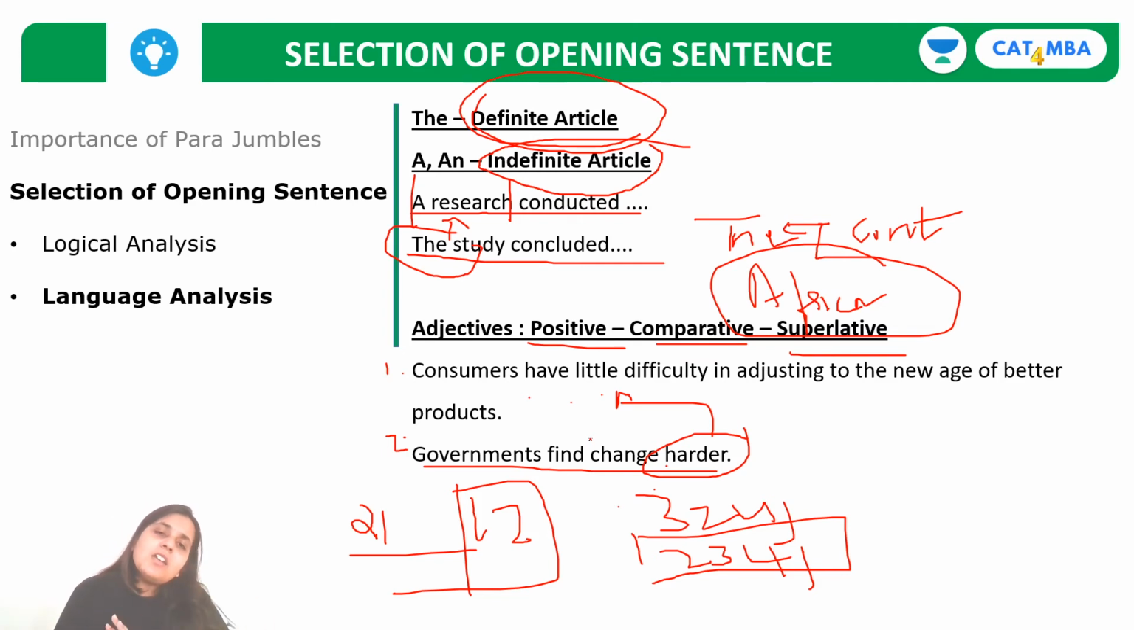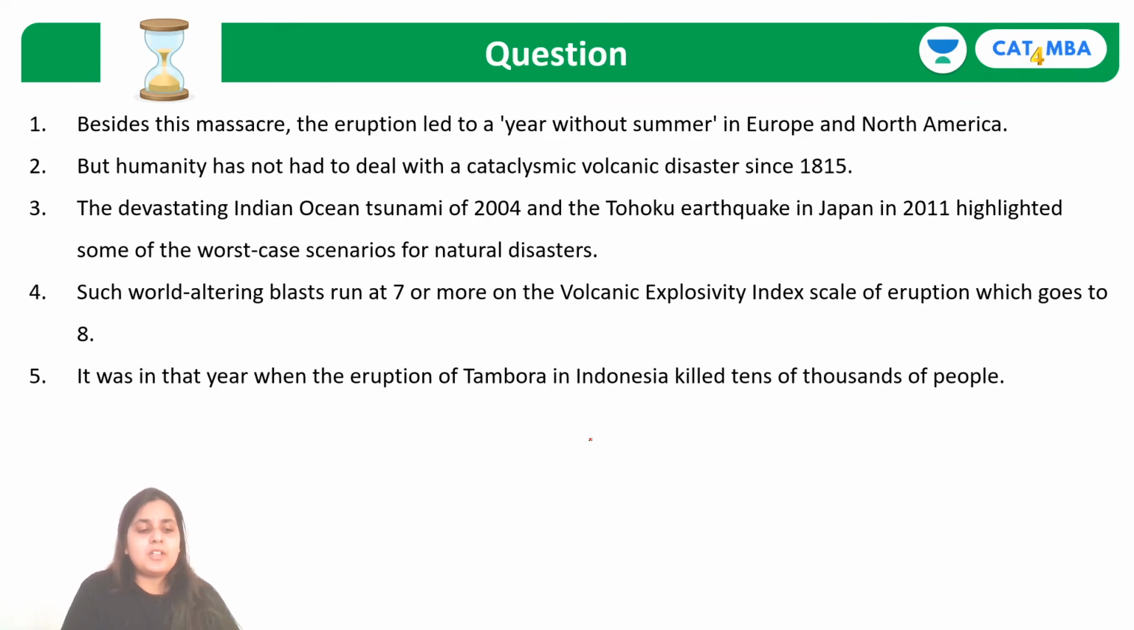Governments find change harder. Harder when compared to whom? Harder when compared to consumers. So the right order will be 1-2. Okay, these are little things that you have to keep in mind. Very crucial. Right, let's put all of this into practice and let's try out this question together.